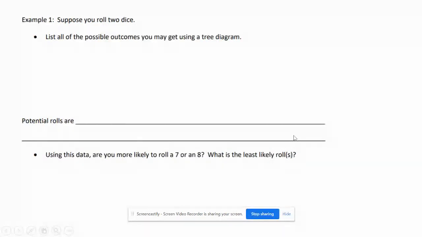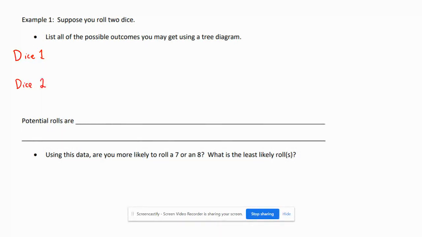All right, so example 1. This one, we actually are going to list. We're going to roll 2 dice. So you're playing Monopoly with your brother or your sister at home. The tree diagram would be, I'm going to say dice 1, and you have your dice 2.